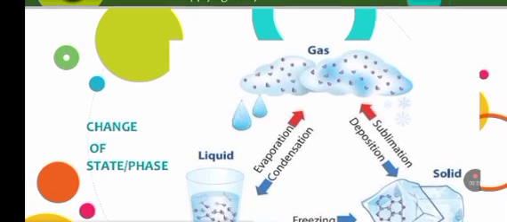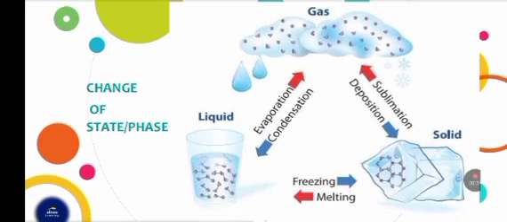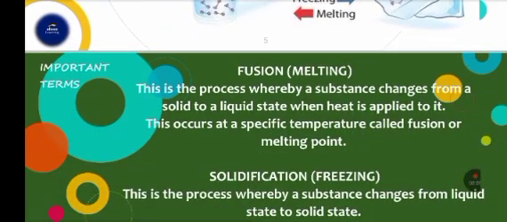Next, we look at the change in state or change in phase. From the diagram, we can see that we have three phases: liquid, gas, and solid. When liquid changes into gas, we call it evaporation. And when gas returns back to liquid, we call it condensation. Likewise, when liquid changes into solid, we call the process freezing. And when solid returns back into liquid, we call the process melting. Also, when gas turns into solid, we call it deposition. And when solid changes to gas, we call the process sublimation. The details of the processes or the terms are given below.